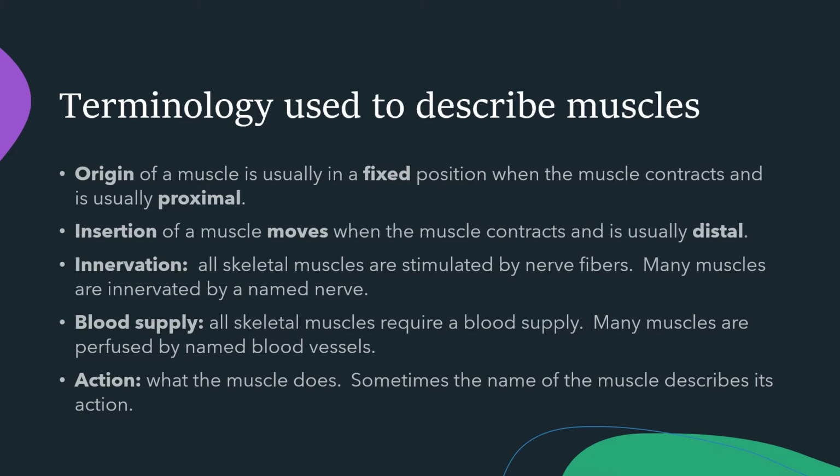Every muscle has a blood supply. All skeletal muscles require a blood supply. Many muscles are perfused by named vessels. So for example, the latissimus dorsi that I was discussing before, its blood supply comes from the thoracodorsal artery. Action. What the muscle does. Sometimes the name of the muscle describes its action. However, for the latissimus dorsi, its action is to adduct the humerus and to flex the shoulder. Actually, to extend the shoulder.